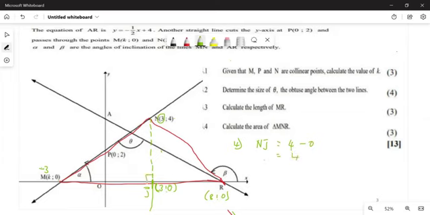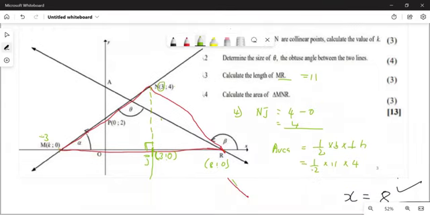And here we have 90 degrees. Now, we know what MR is; we got the length of MR as 11. Then our base is MR and our height is NJ. So our area is given as half the base multiplied by the perpendicular height, which is half times 11 times 4. Our area is equal to 22 units. This is how we get our 3 marks.